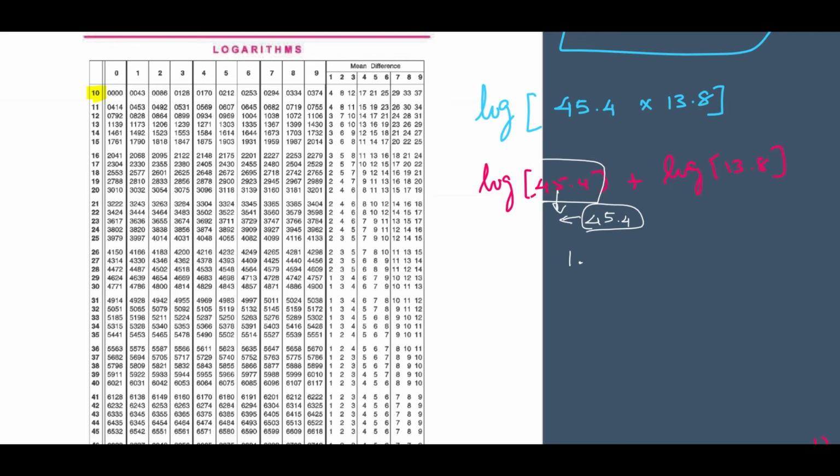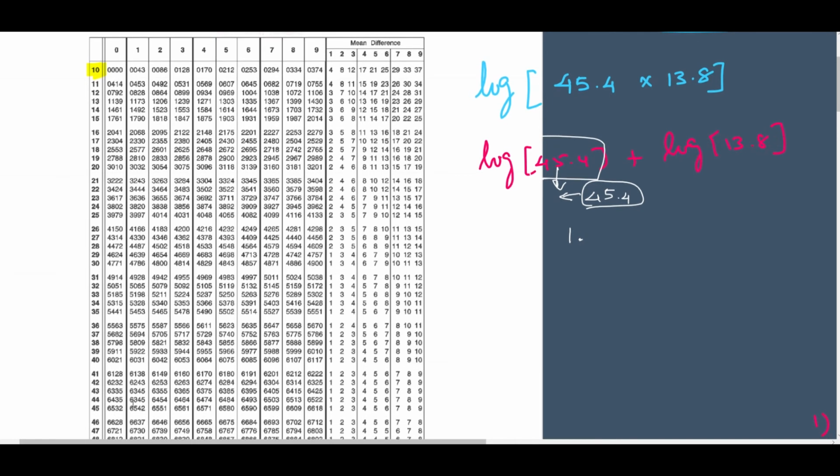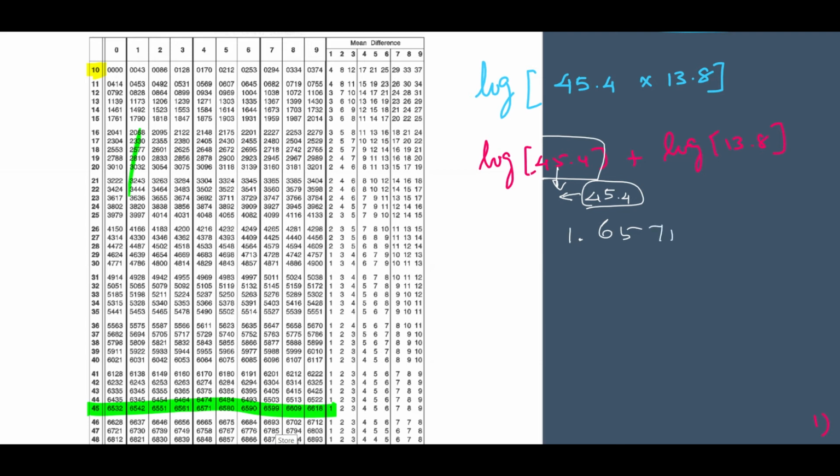Clear? So first 45 is there. So this is my 45. Where is my 45? Here 45 is there. The next digit is 4. So what is my value? This is my value, 6571. Next there is no mean difference value, so we can directly keep it like this. Then next we are coming here. Here also 2 digits are there, so if you find the characteristic, it is 1.